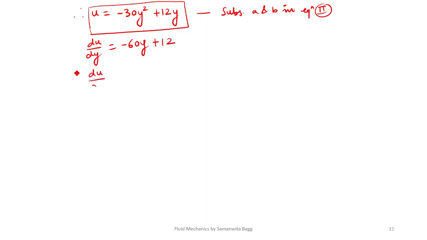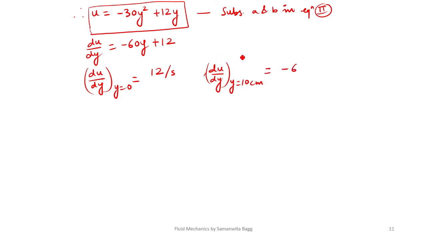When I calculate du by dy at y is 0, it is 12. Now if you look at this, we have already discussed the unit is per second. When I substitute du by dy for y is 10 centimeter, which is 0.1 meter, this will be minus 6 plus 12, that is 6 per second. And I'll calculate du by dy at y is 20 centimeter, that is 0.2 meter. This will be minus 12 plus 12, that is 0. So I have found these three values.